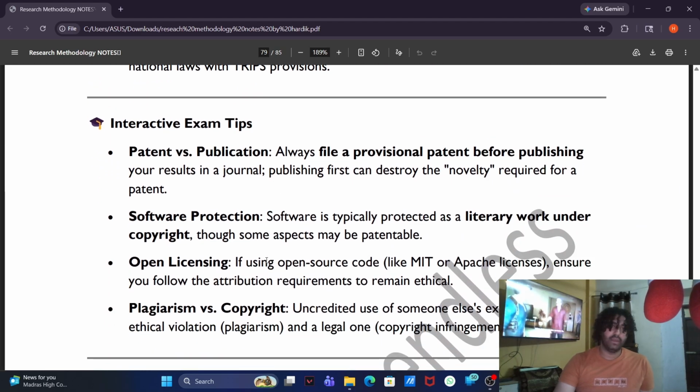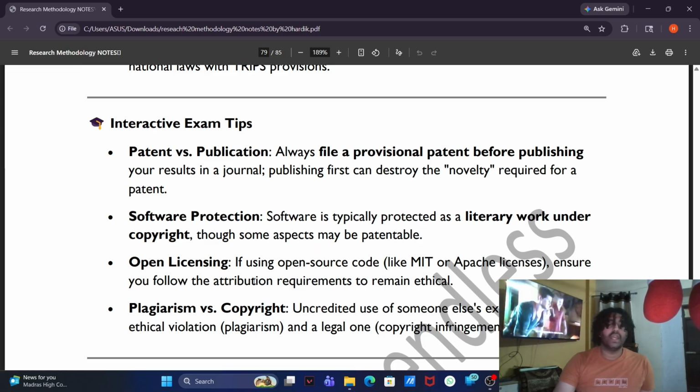Here are some example tips for you guys. Patents versus publication: always file a provisional patent before publishing your results in a journal. Publishing first can destroy the novelty required for the patent. Software protection: software is typically protected as a literary work under copyright, though some aspects may be patentable.